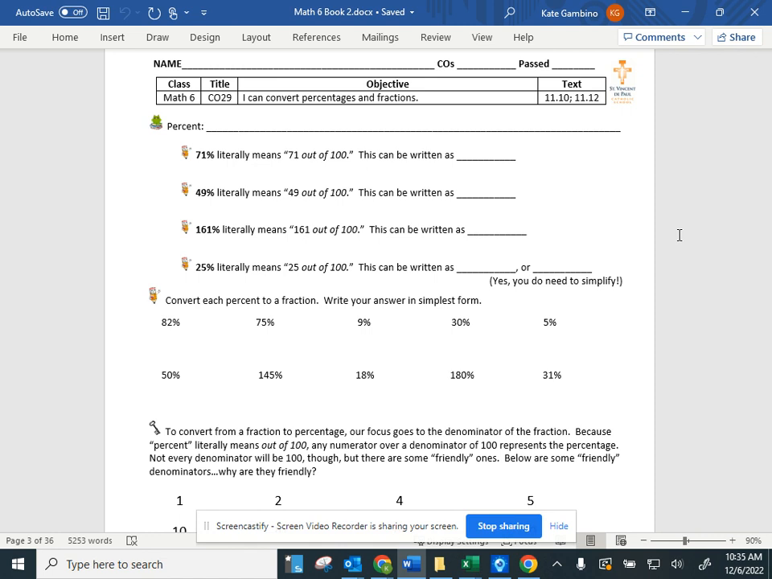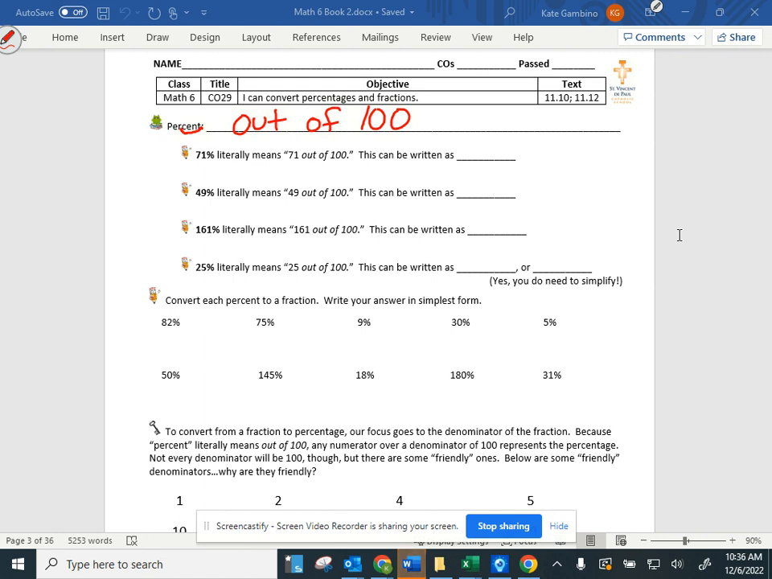So we're going to be working a lot with different things we can do with percentages in this unit. So today we're focusing on the percentage and the fraction, but we're going to be doing a lot with percentages. So it's important that we know what a percent is. Percent means out of 100.